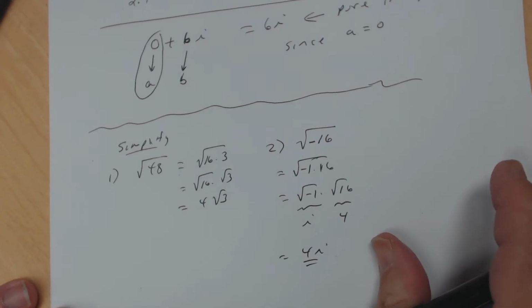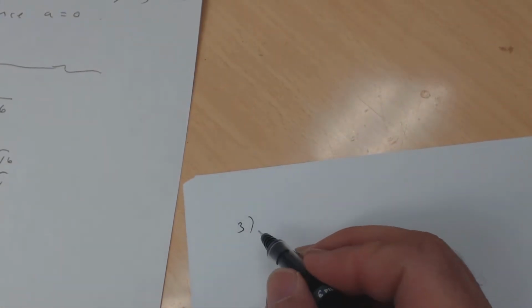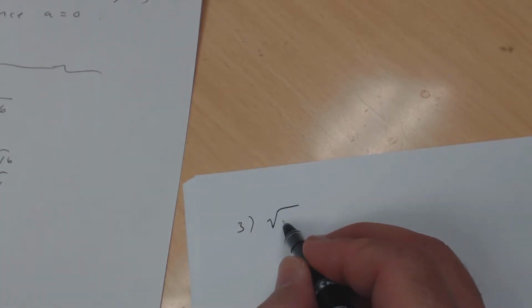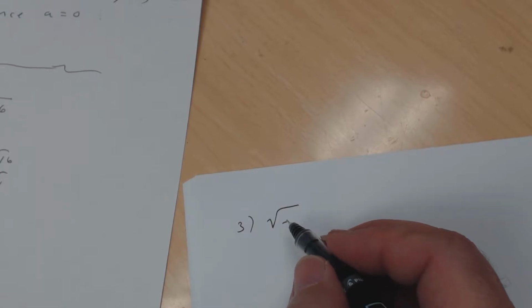All right, number 3. Suppose I had, let's say we wanted to find the square root of negative 24.